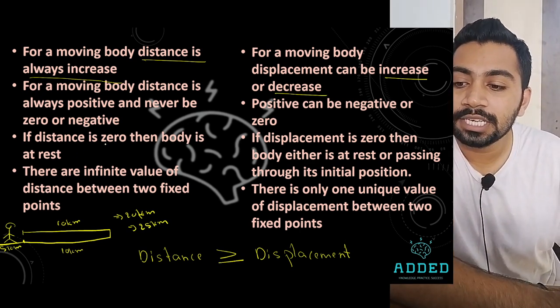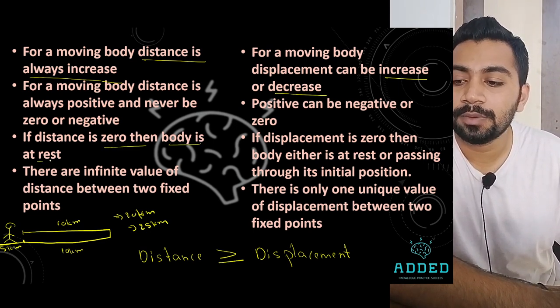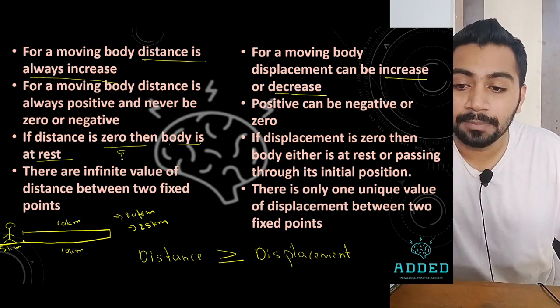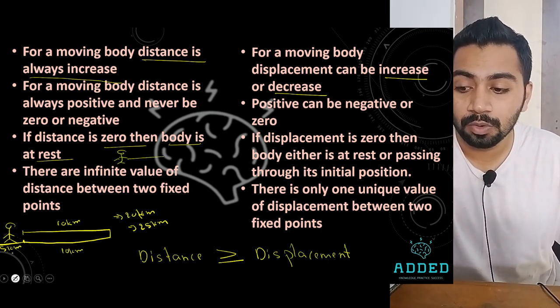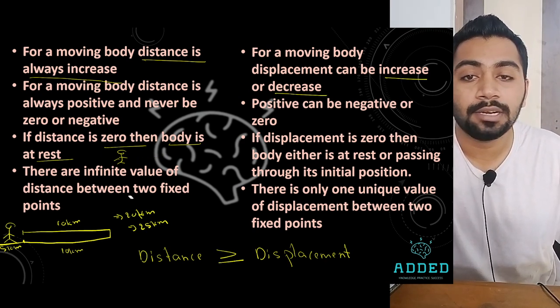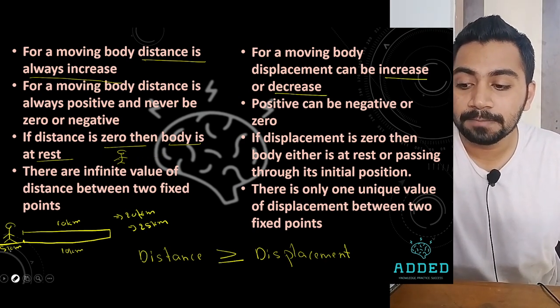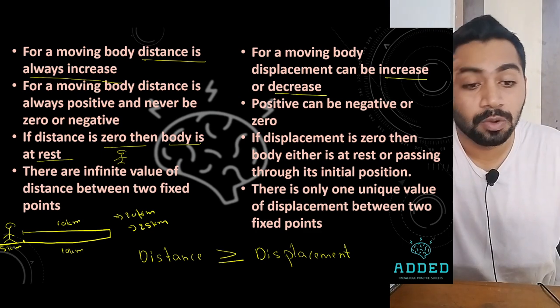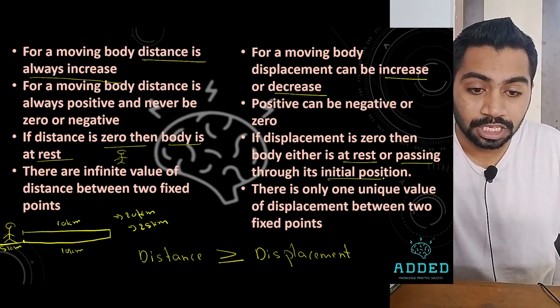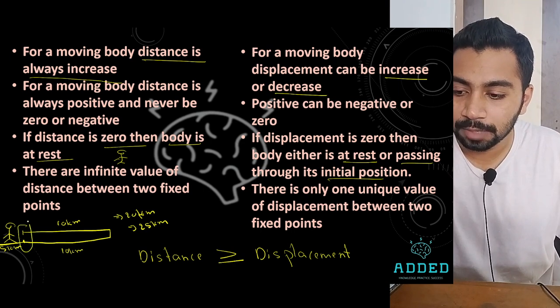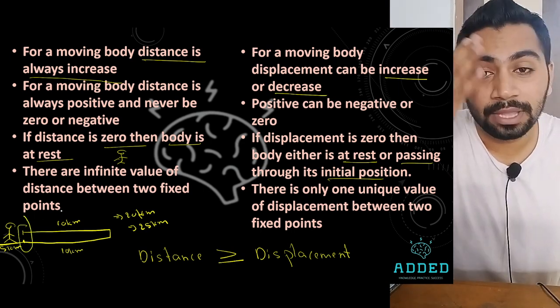See, displacement can be negative, positive, and zero also. If the distance is zero, then the body is said to be at rest. If it is a body and it moves, it covers distance. But if distance is zero, then the body is at rest. It is not moving. Now if displacement is zero, either the body is at rest, or it is passing through the initial point. Passing through the initial point, initial minus final, final minus initial becomes zero.